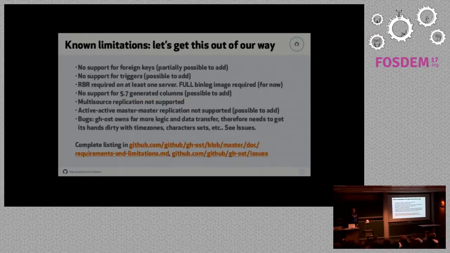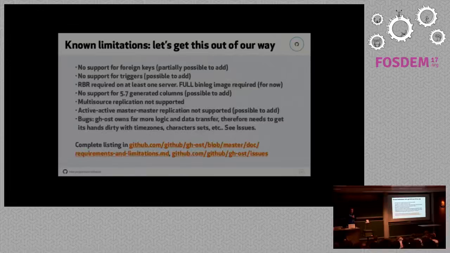And to start off, there are a few limitations about things which are currently not working. Of course, they might change in the future because there's ongoing work. For some of these things, there might even be patches, but it's not merged yet. So foreign keys don't work currently. For us, it's not too much of an issue, but for other people, it might. Triggers don't really work. It requires row-based replication for now, and it requires a full RBR image, which should not be too much of an issue for most people.